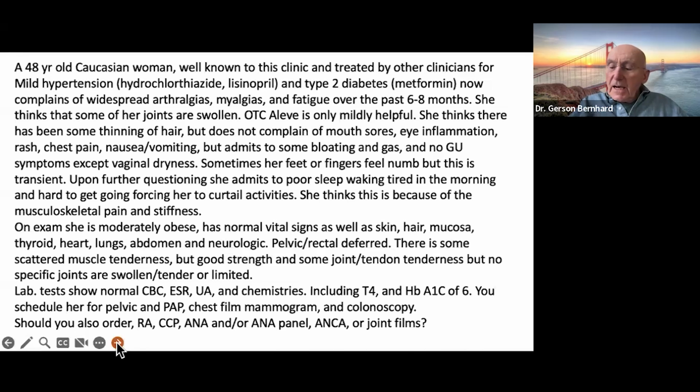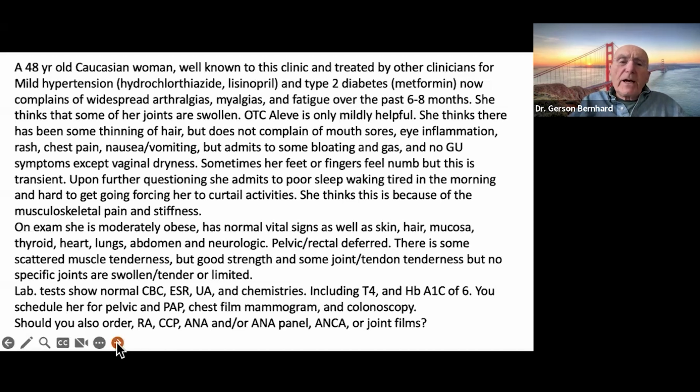Here's another commonly seen patient. She's 48, she's Caucasian. She comes to your clinic. You've been treating her for a lot of other things like hypertension. She's got type 2 diabetes. And you may not have been the treating provider in the past. You are now seeing her because she has these symptoms which have developed over a period of the last several months.